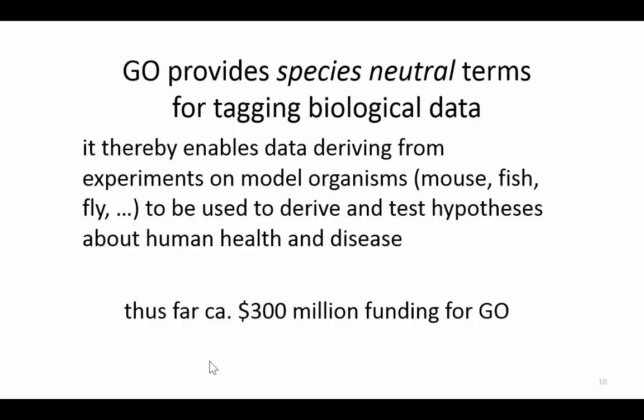And what it does is provide species-neutral terms so that you can tag data that you derive from doing experiments on mice or rats or flies in such a way that you can compare those data with what you know about human beings. And thereby, you can make comparisons between, for instance, mouse tumors and human tumors, which would have similar genetic structures or similar physiological processes.